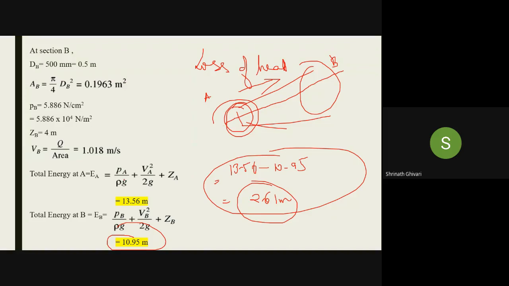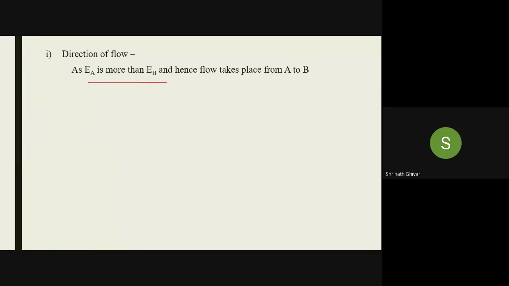The direction of the fluid flow is from A to B because the total energy at A is more and the total energy at B is less. So the direction of flow is as EA is more than EB, and flow takes place from A to B. Then the loss of head is 2.61 meters. Understood the problem? Everyone? This is the important problem.